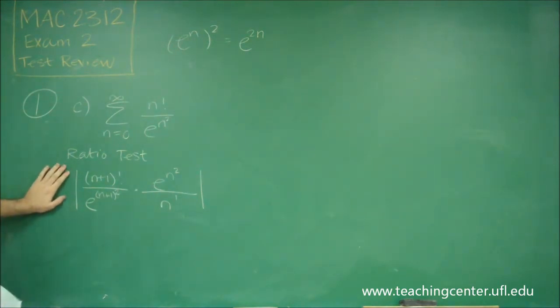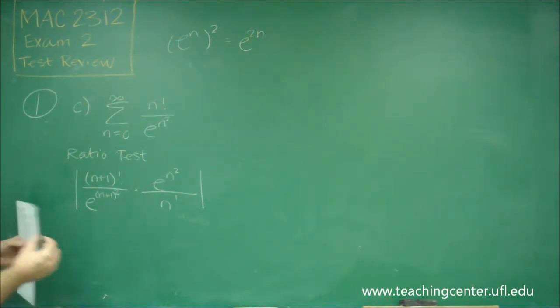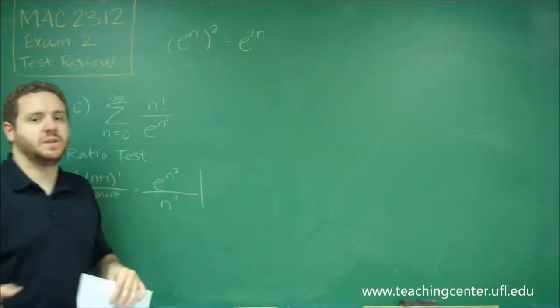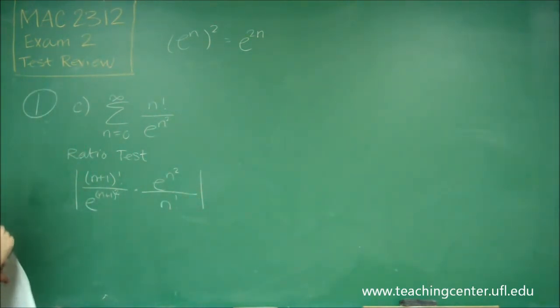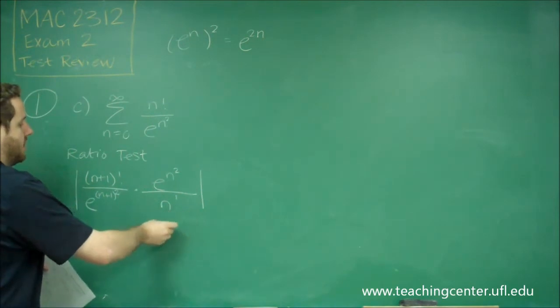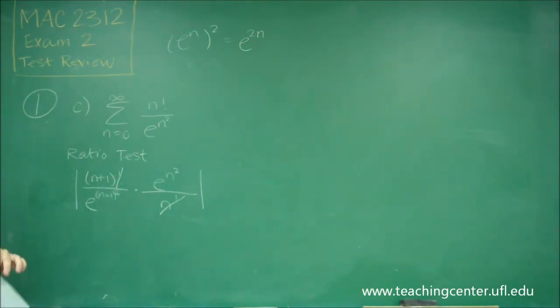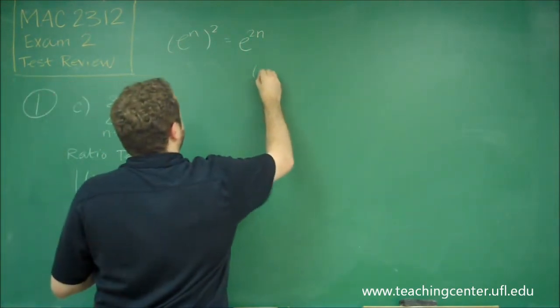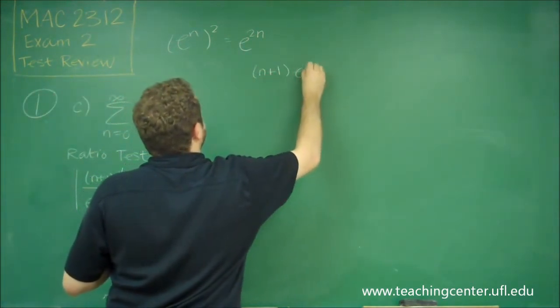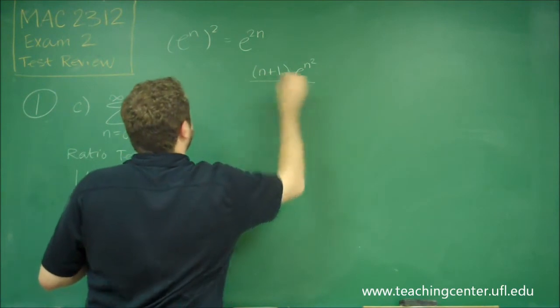So let's think about what cancels out. And remember, if this converges, this quantity needs to be less than 1. So n plus 1 factorial over n factorial is just n plus 1. The e part's not so obvious. We need to do some work here. So far we have n plus 1 e to the n squared over this.